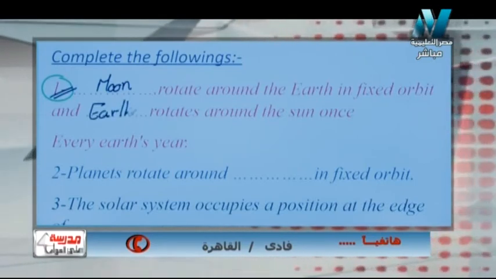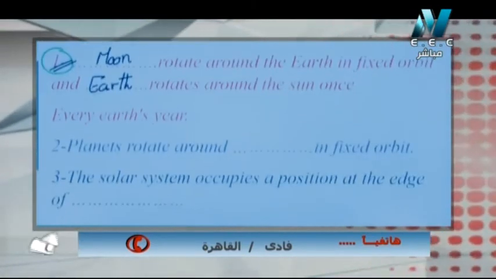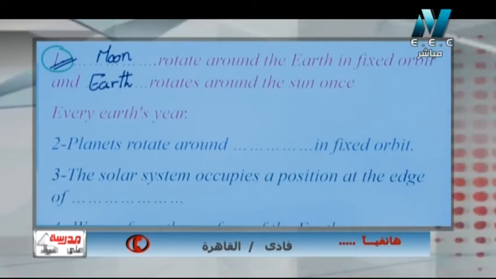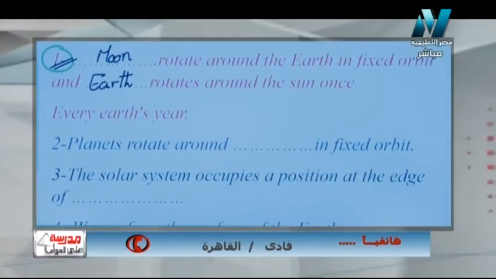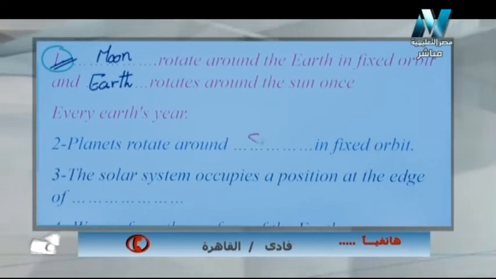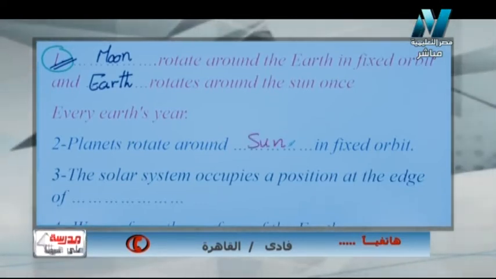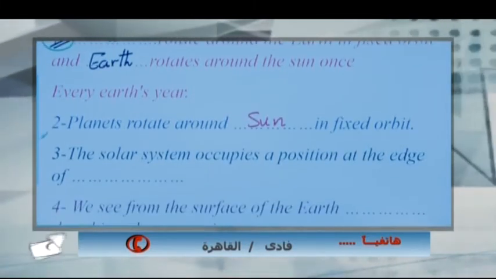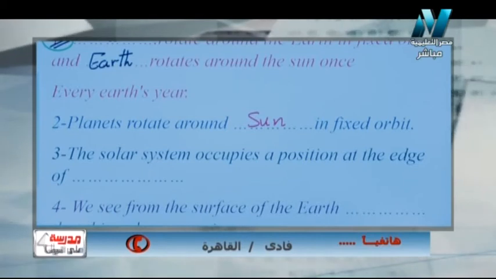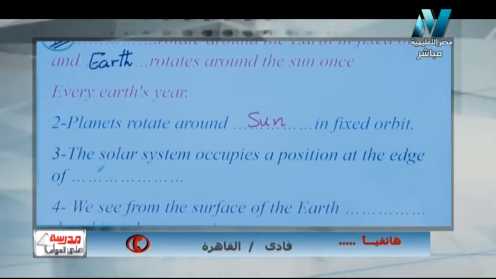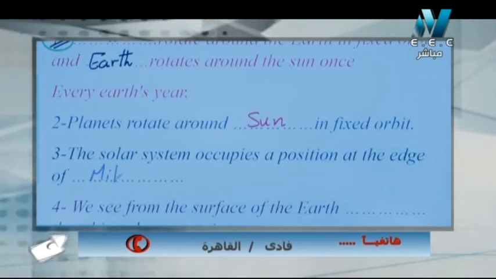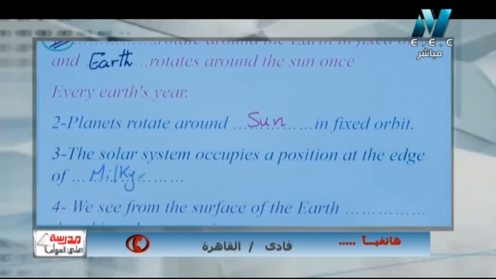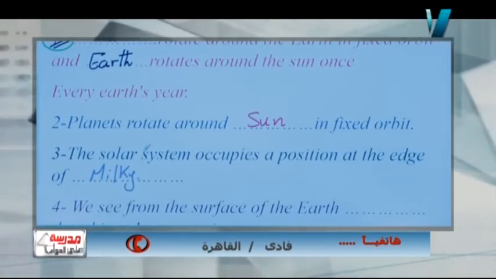Okay, we have another question for you, Fadi. Planets rotate around the what in a fixed orbit? The Sun. Okay, the last one, number three. The solar system occupies a position at the edge of what? At the edge of the Milky Way galaxy. Excellent, Fadi. Good job. And I hope you get more marks tomorrow, a full mark, Fadi. Thank you very much.